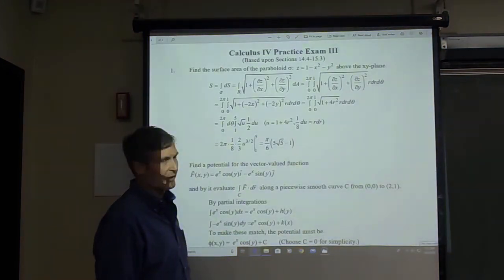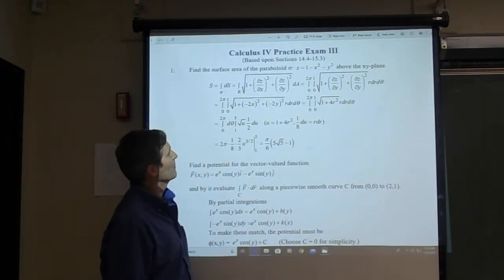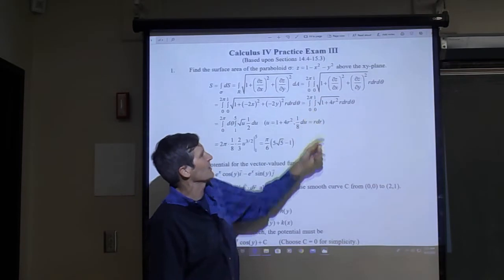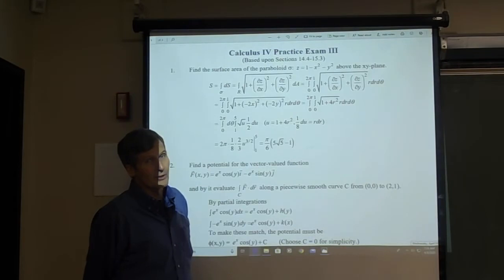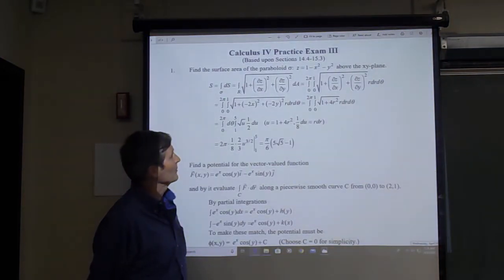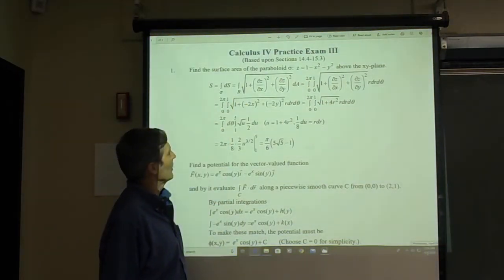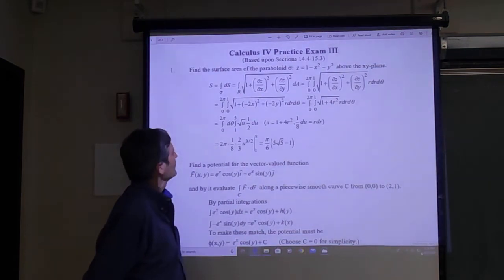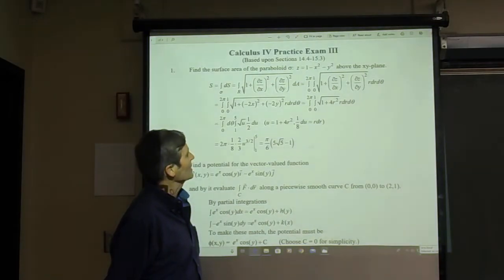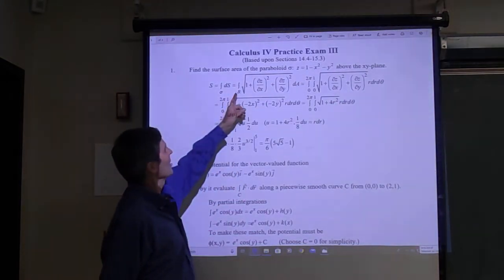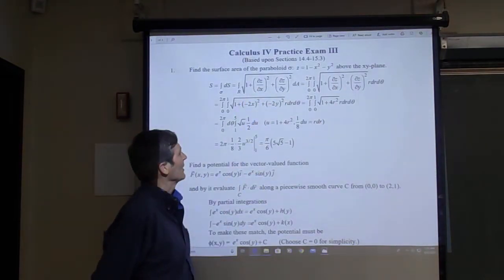Well, what's the projection region? I didn't draw the picture here. But for this paraboloid, if you find its intersection with the xy plane by setting z equals 0, you get 0 equals 1 minus x squared minus y squared, or x squared plus y squared equals 1. You get the unit circle in the xy plane as the intersection. So the region of projection is the unit disk, the interior of that unit circle. So to find the surface area of a surface z given as a function of x and y, just integrate over the region of projection the square root of 1 plus dz/dx squared plus dz/dy squared.